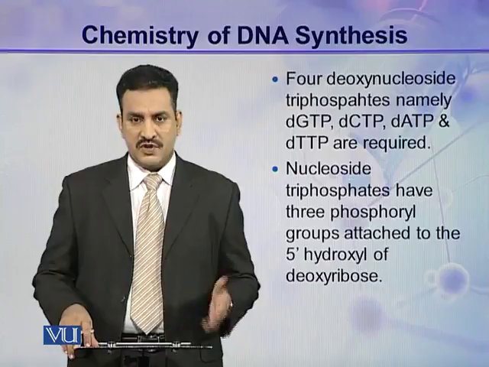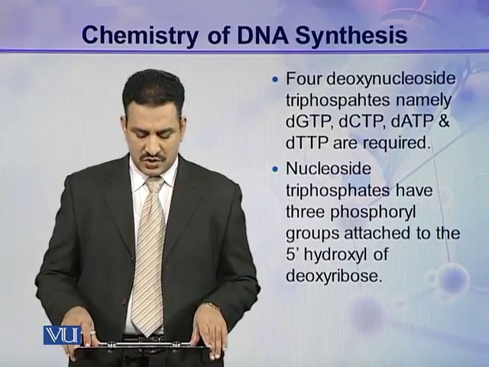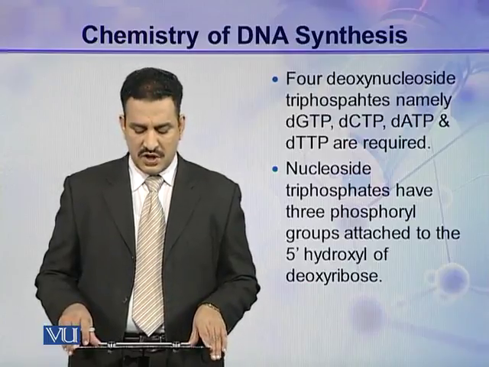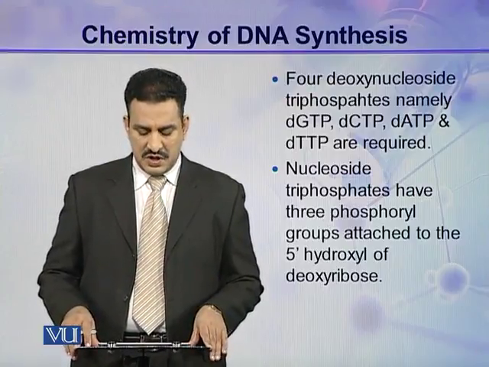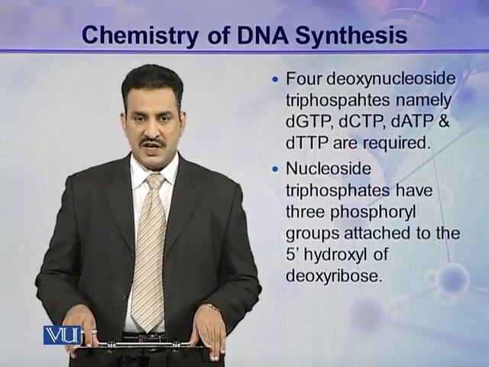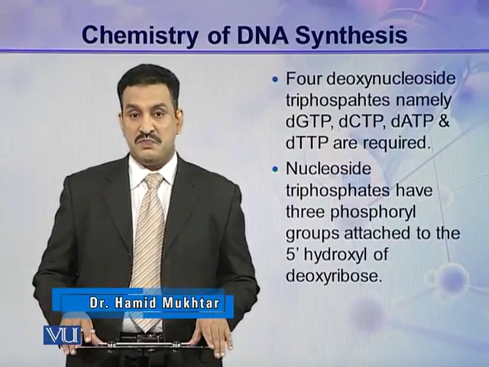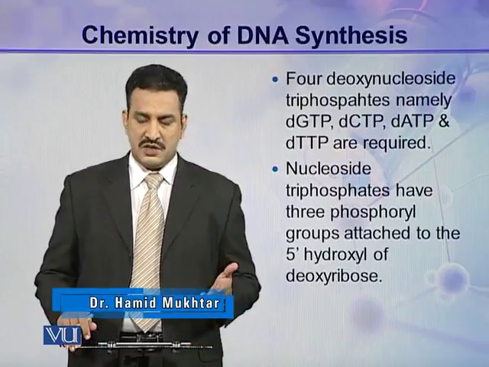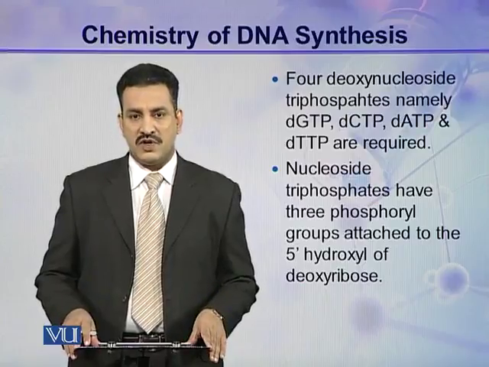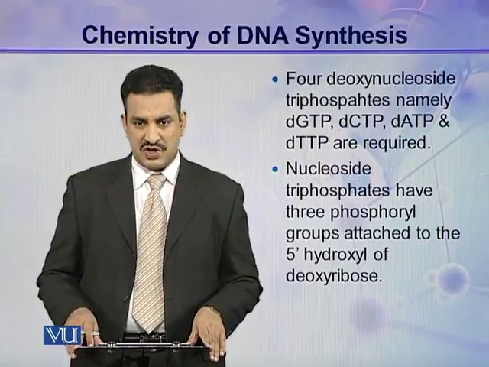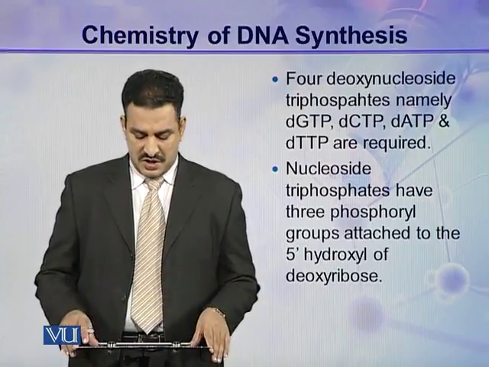In the case of the first requirement, which is deoxynucleoside triphosphate, there are four types of deoxynucleoside triphosphates, and they are named as dGTP, dCTP, dATP and dTTP. These four dNTPs are required. So dNTPs means deoxynucleoside triphosphates. I hope you are aware of these deoxynucleoside triphosphates. These are the nucleotides which are present.